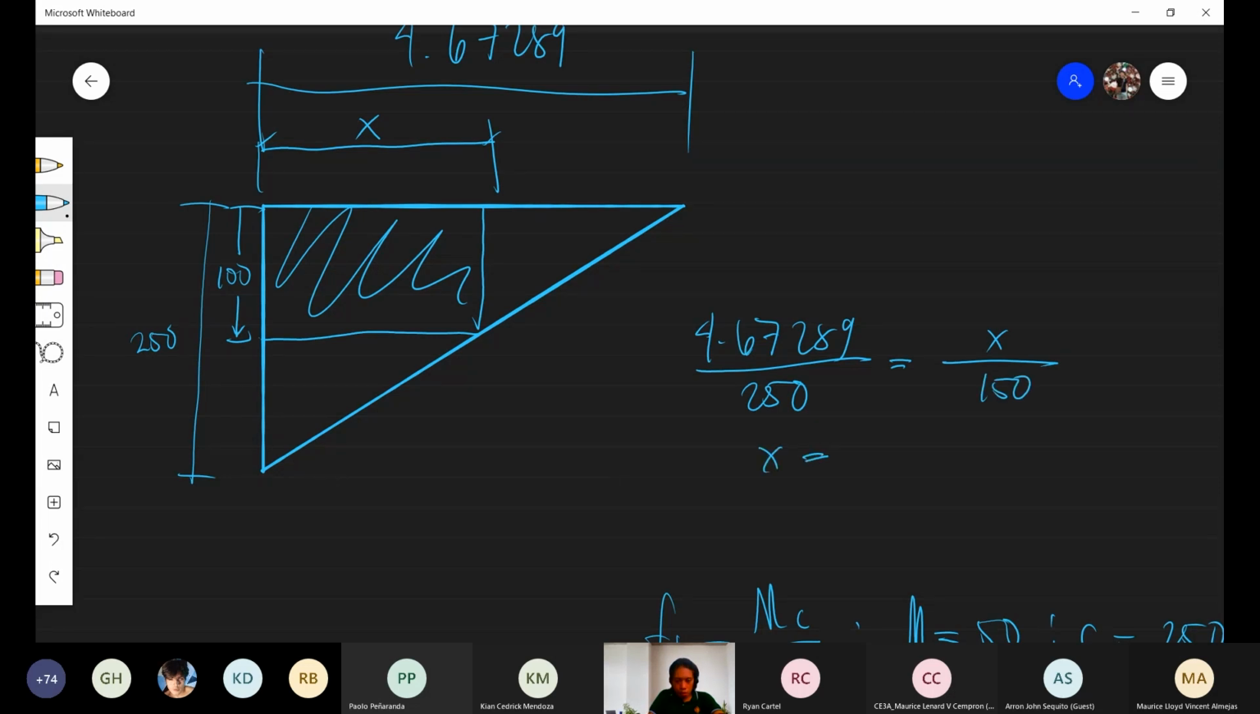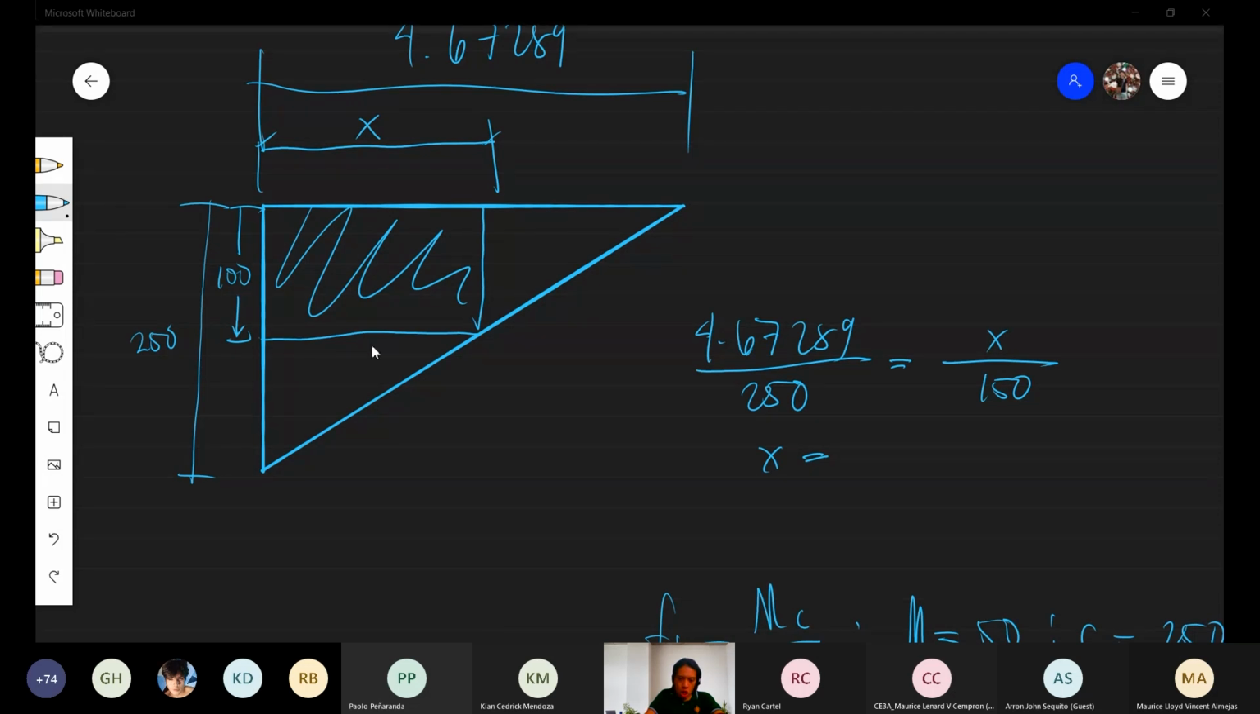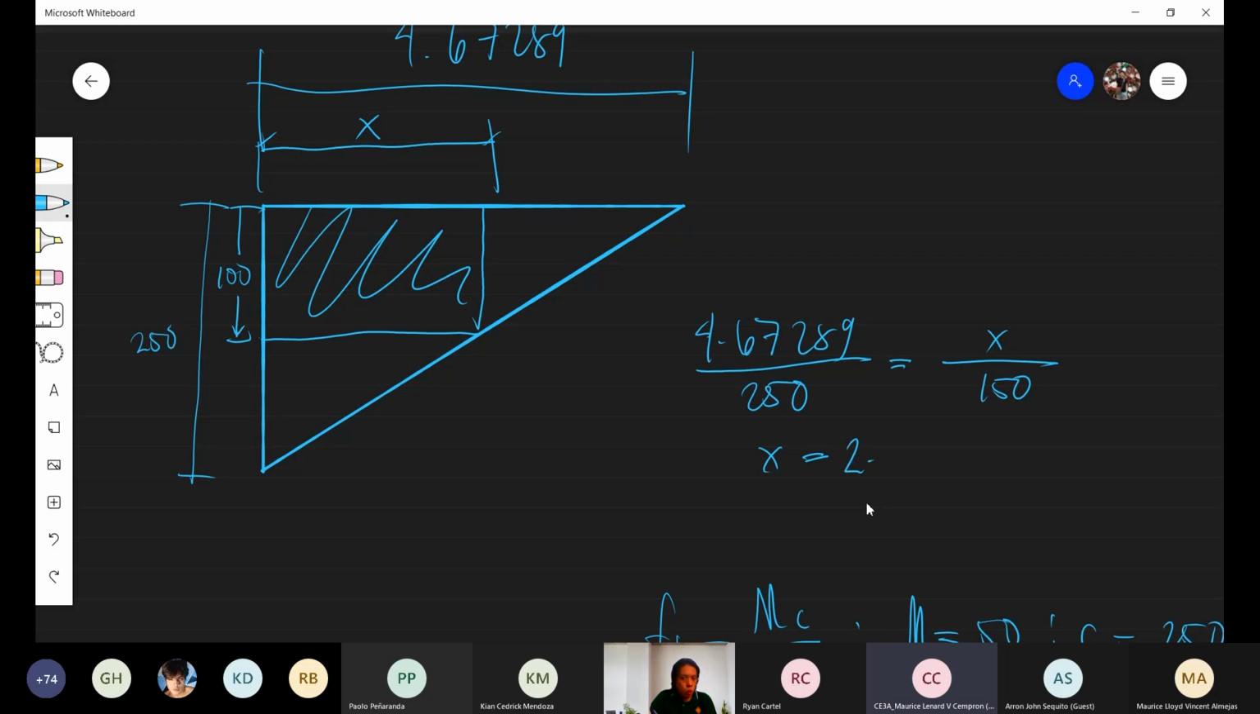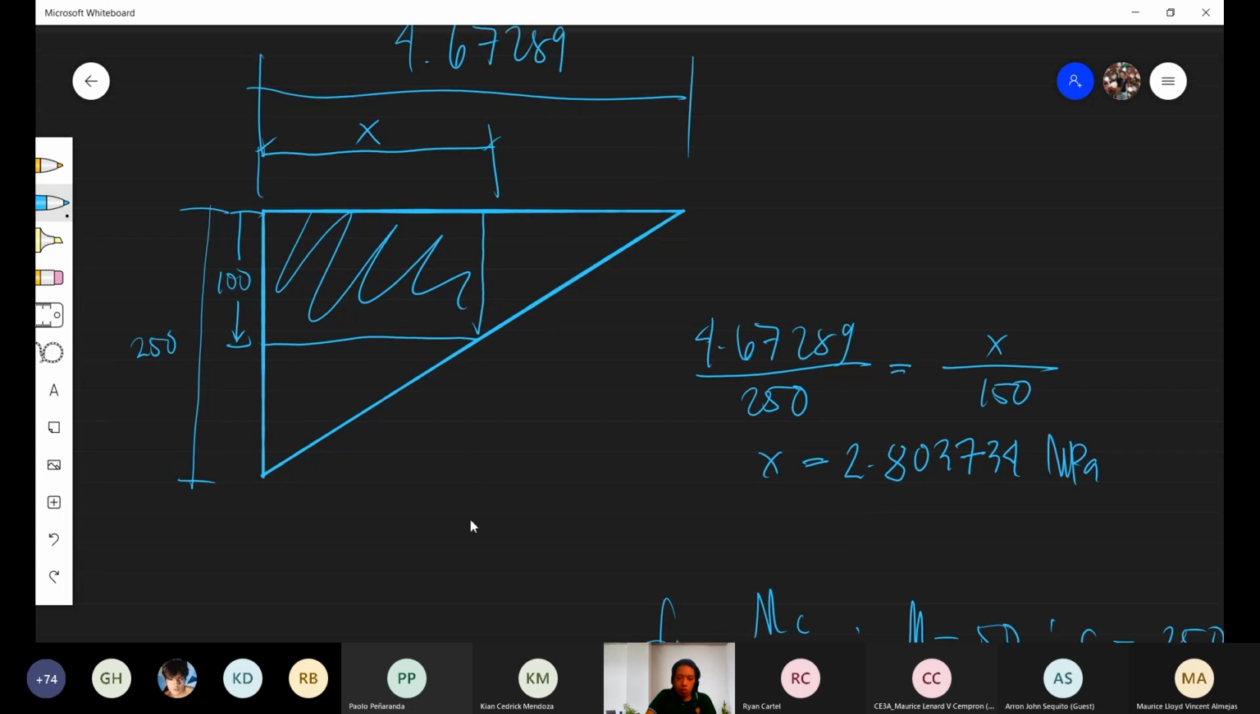What's the value for x? Sige daw. What's the value for x? 2.803734. Same, sir. 2.8037. 2.80373. Sige daw, i-dictate daw. 2.803734. Not in mm ha. This is in megapascal. Okay, so that is in megapascal.